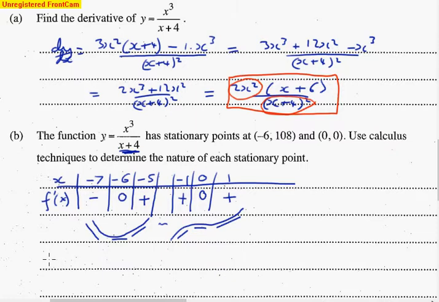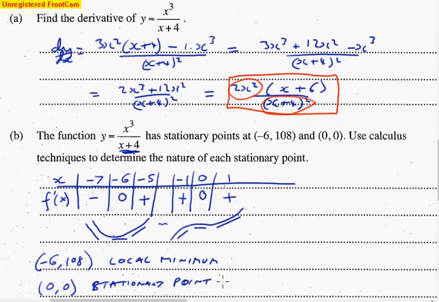So what I've got here is then the natural points: -6, 108 is a local minimum, and the point 0, 0 is a stationary point of inflection on a rising curve, and that is that.